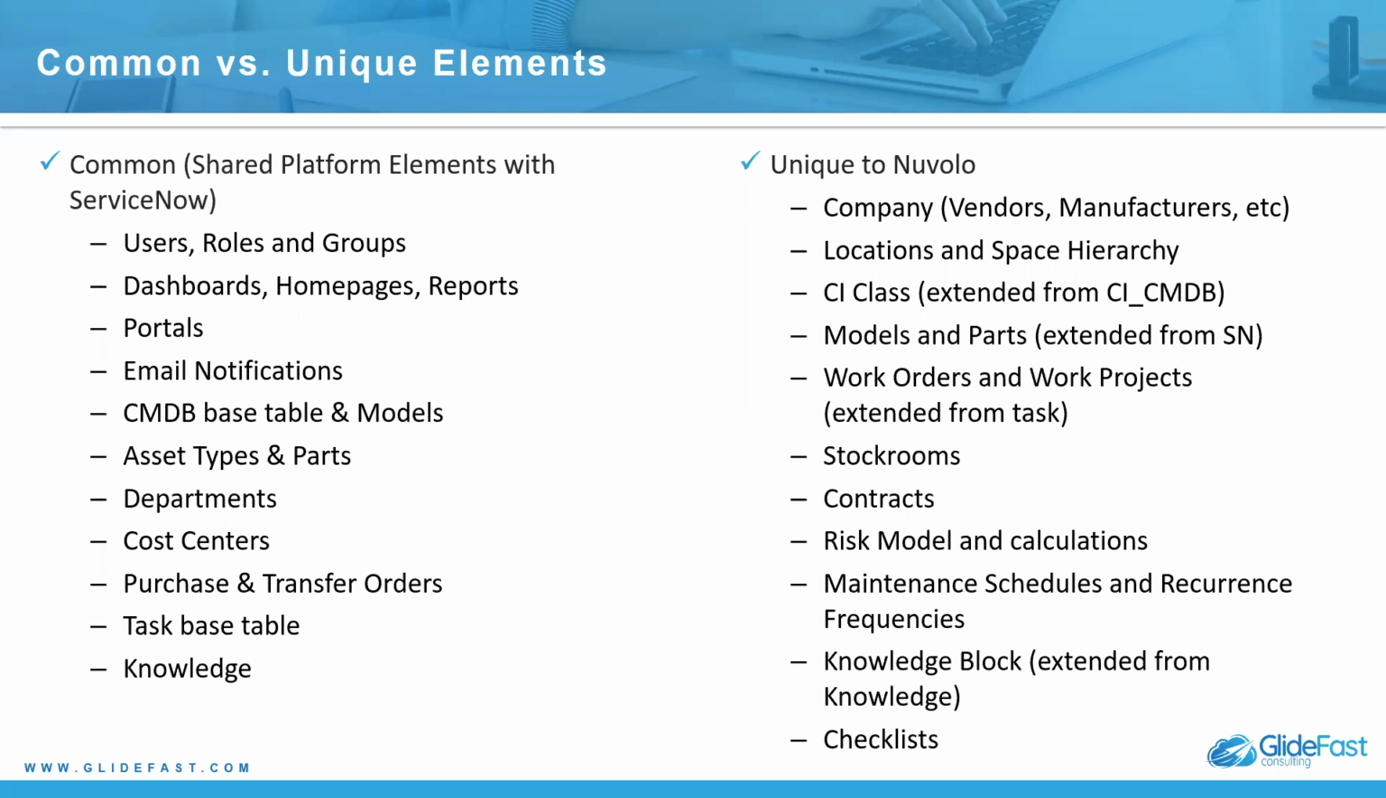As I mentioned, they have their own CI class extended off of the CMDB base table. Models and parts are both extended off of the core tables. Work orders and work projects are extended from task, and I'll show you those when we get in the system. They do maintain their own stockroom records as well as contracts. As I mentioned before, it does not overlap with ServiceNow contracts because that's in a different license class that ServiceNow wouldn't allow them to use.